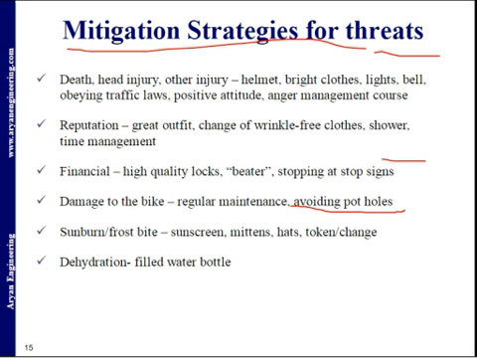Next is the dehydration, so this is a filled water bottle. This is just a general example I took, and most of the time we are using this. Maybe long back someone identified the risk, and then they did some mitigations, and people are using this helmet, bright clothes, filled water bottle, sunscreens. I just took one simple example of what we are using in day-to-day activities.